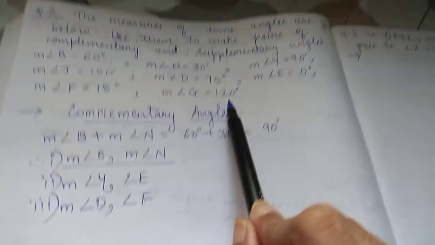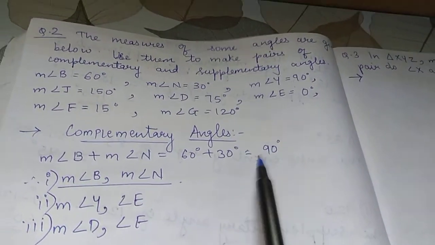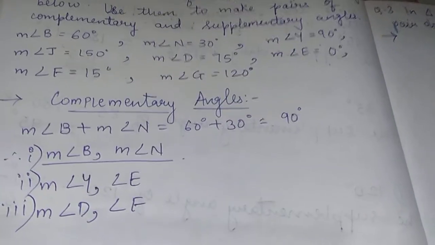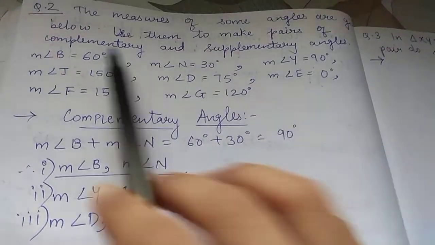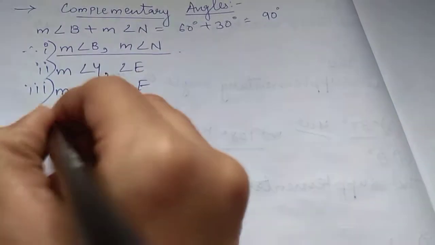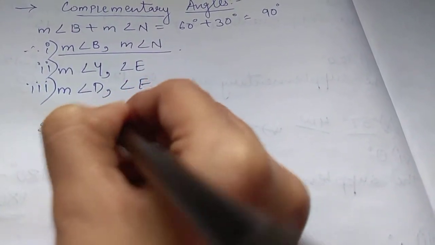Let us see further. This is 120. Again, this won't count because it already exceeds 90. It cannot go further than 90. So J and G will be skipped. Now let's see the pairs of supplementary angles.